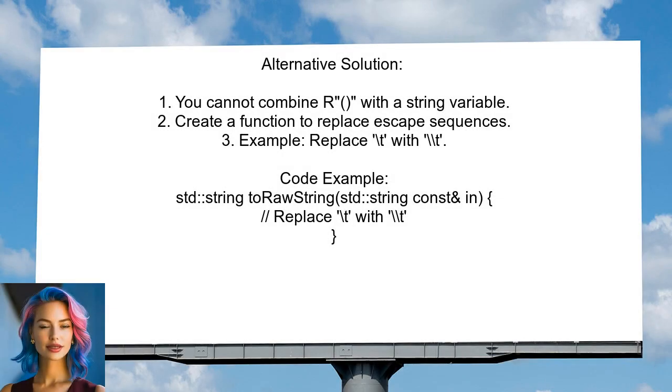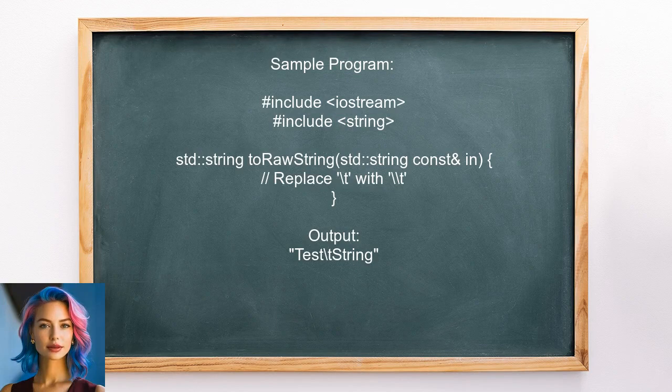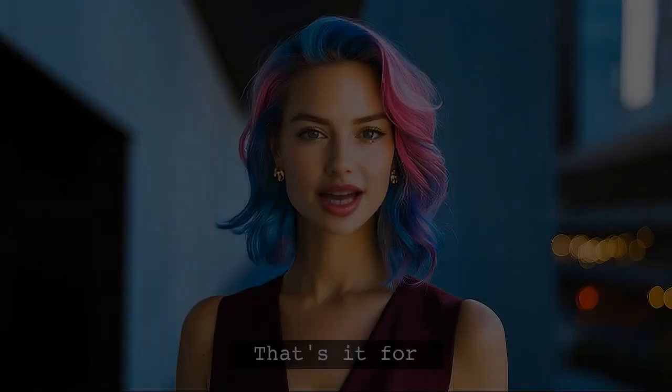In response to the question, the user clarifies that you cannot directly combine the raw string modifier with a string variable. However, they suggest creating a function that replaces escape sequences with their raw string equivalents. For example, the function can replace the tab character with the string \t. The provided sample program demonstrates this approach. It defines a function that finds the tab character in a string and replaces it. When you run the program, it outputs the string in its raw form. That's it for that answer.